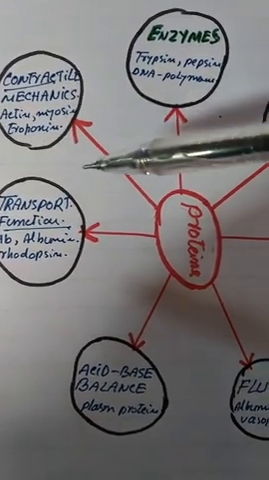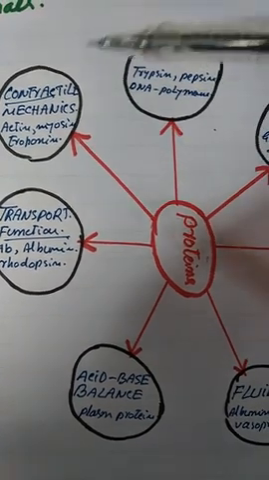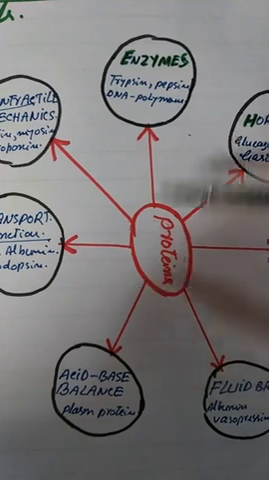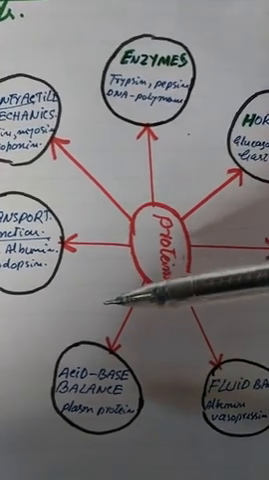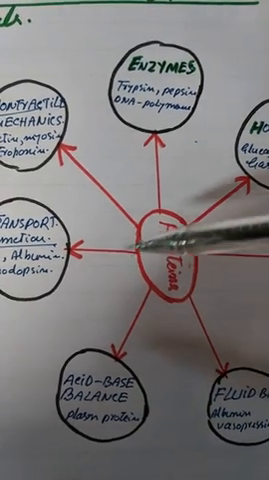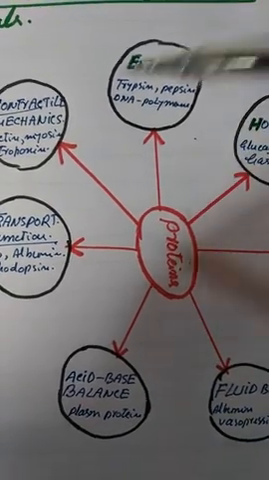So in this way, we see that these proteins perform diverse and critical functions in the body. That is why they are the molecules of primary importance in the body. Now this is all about the proteins.